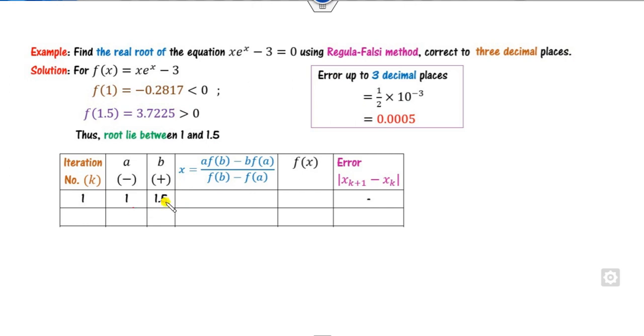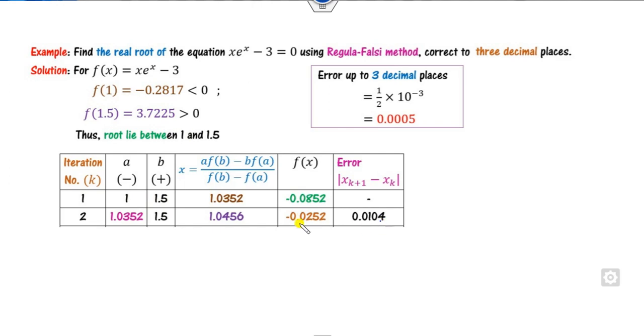So 1 and 1.5. 1 is negative, so we can take it as negative. 1.5 is positive, we can take it here. Substitute this value here, we can get this value. Now we substitute this value here, we get this value. Since this is the first value, there is no error. Because this is a negative sign, we can compute the second step. We replace this value with the negative sign and this number as such. Now once you repeat, this is the A, this is the B, we substitute the values. This is my f of A, this is my f of B. We substitute, we get this number.